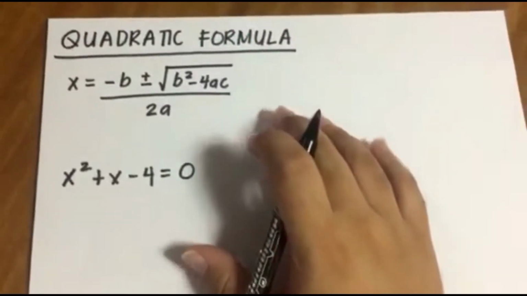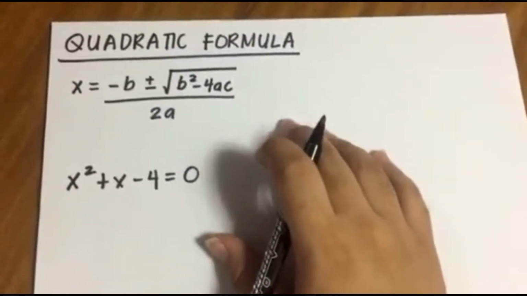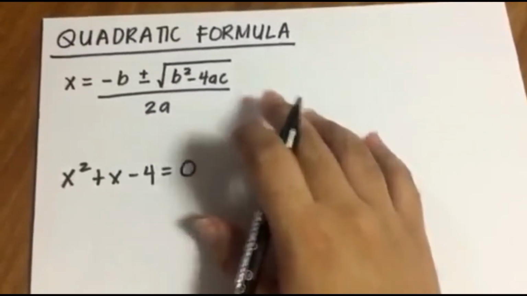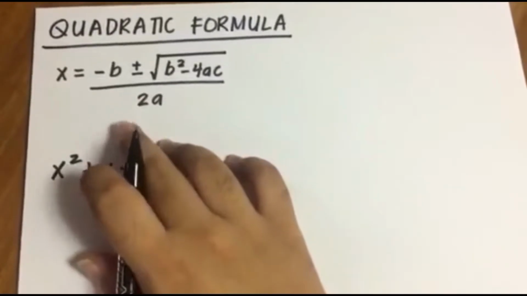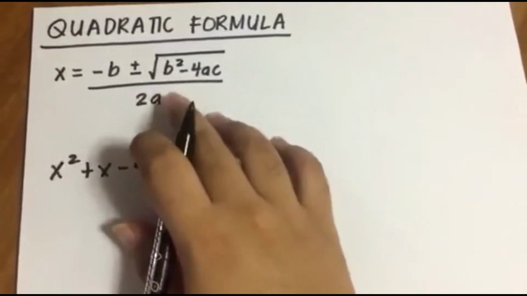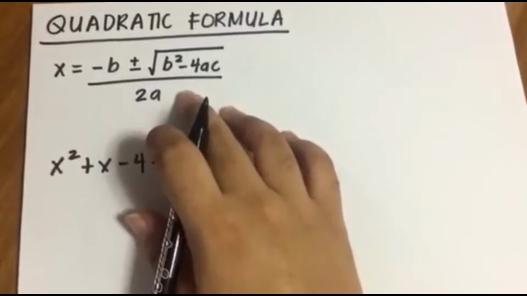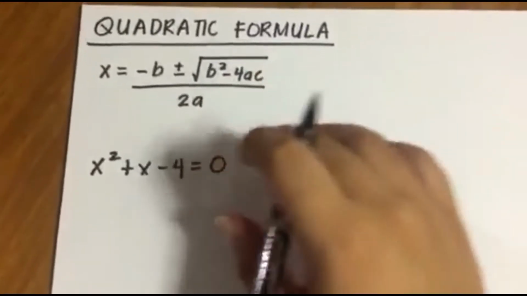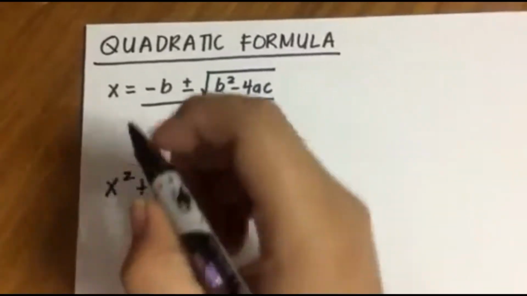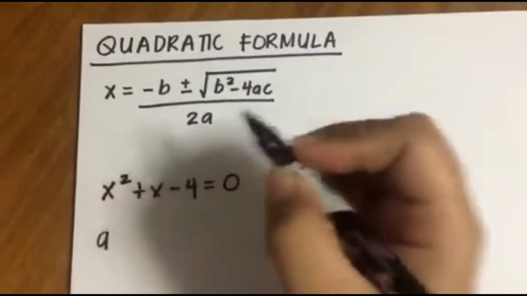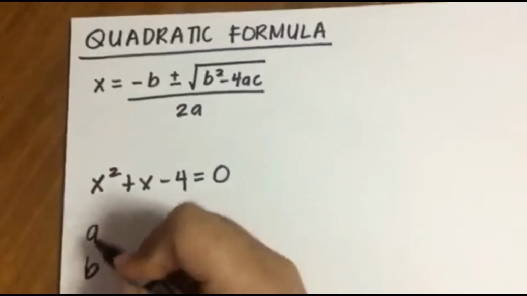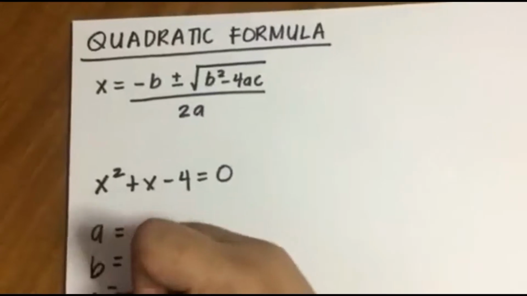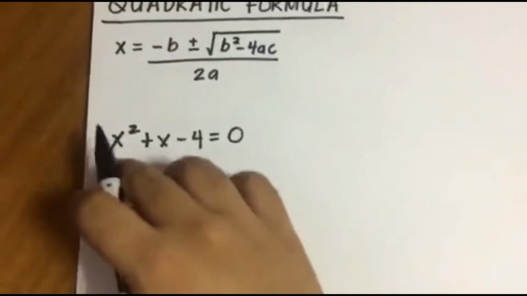The last method in solving for quadratic equations is by using the quadratic formula. So it is x equals negative b positive negative square root of b squared minus 4ac all over 2a. So for our example, we will be using the quadratic formula. The first term is considered your a, the second term is your b, and c is obviously the third term. These represent the numerical coefficients in the equation.